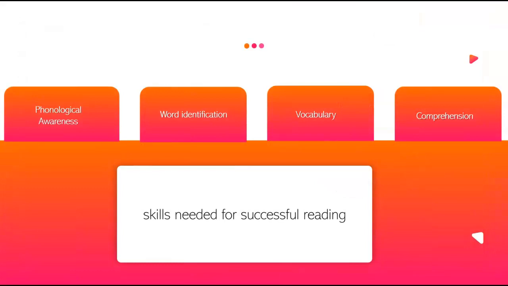In this lecture, I'm going to talk about the important elements of the reading process, which we target in reading instruction. These skills include phonological awareness, word identification, vocabulary, and comprehension. These are all the different skills that we need to have in order to read successfully.